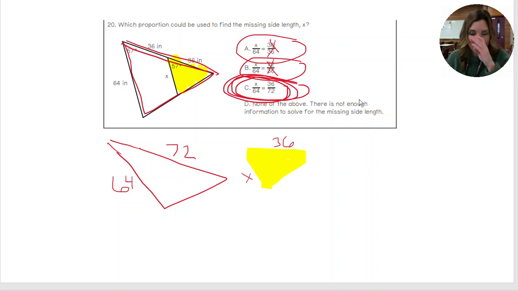Okay, so at this point, once you have all of your test corrections done, what I want you to do is bring me your test, and I will give you what you are going to do for your extra assignment to do the retake.